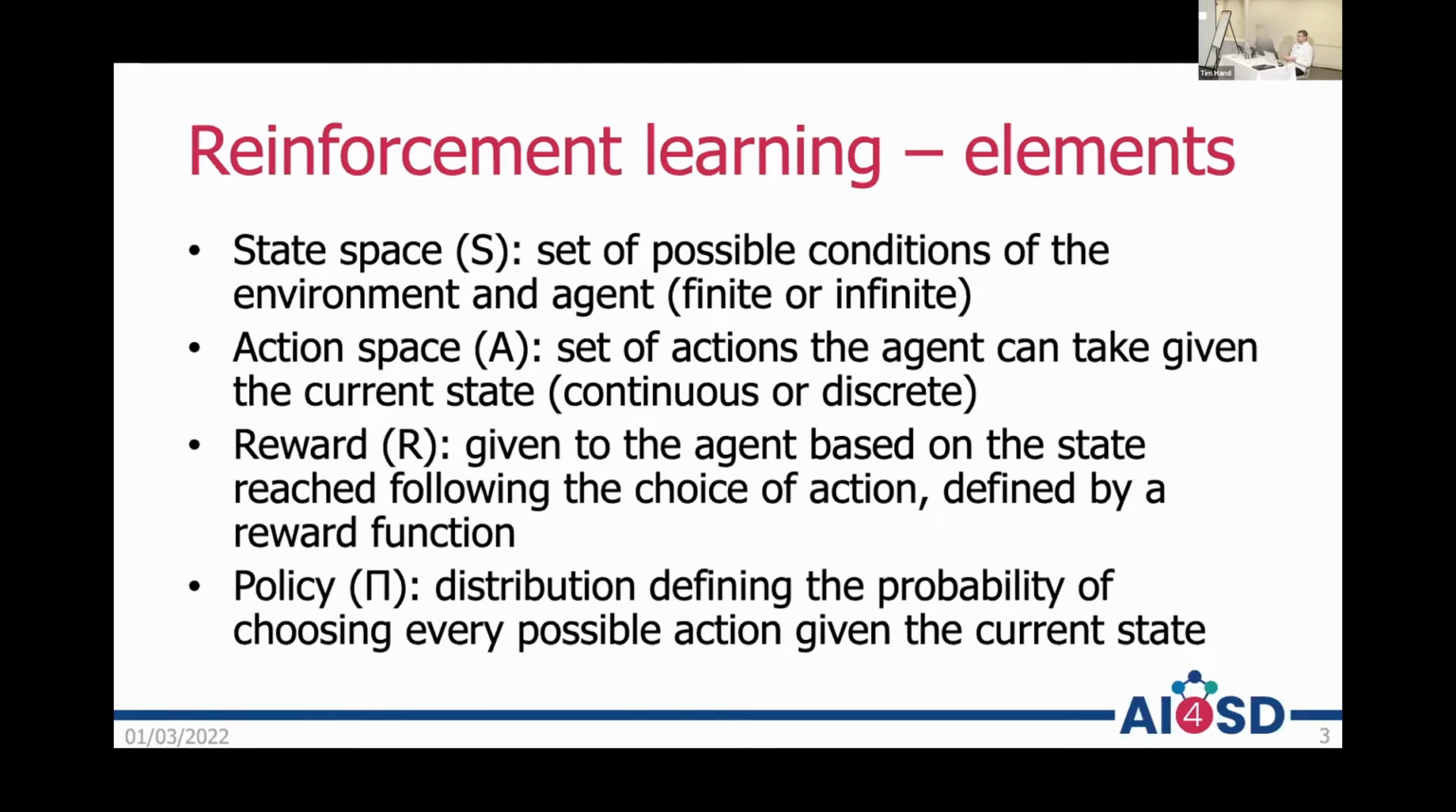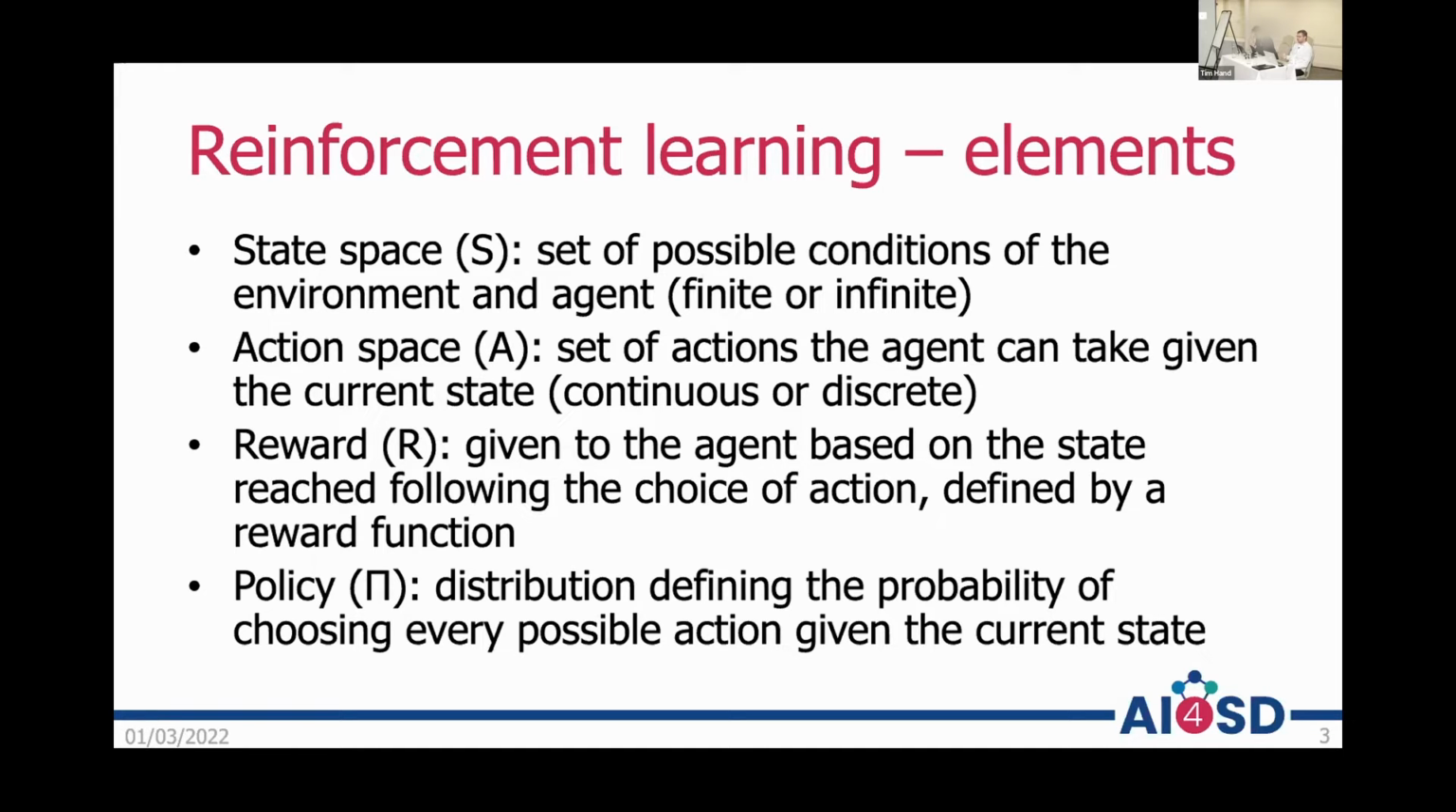So I'm going to start with a little bit of the theory about how reinforcement learning works. It essentially consists of four main components: a state space, which is a set of conditions of the environment and the agent that's interacting with it. This could be finite, it could be infinite, continuous, discrete. There's many possible permutations of this. The action space is the set of actions that the agent can take given the current state. This could, again, be continuous or discrete, depending on the problem that we're dealing with.